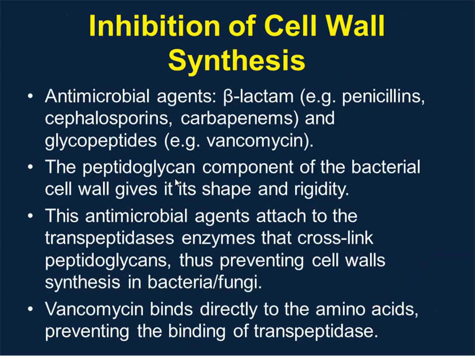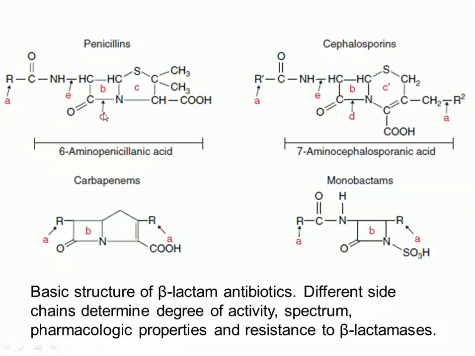Let's look at the first one. The first category of antibiotics acts by inhibiting cell wall synthesis. Normally these belong to the beta-lactam group and also the glycopeptides. The beta-lactam group are those antibiotics having a beta-lactam ring, for example penicillin, cephalosporin, and also carbapenem. The picture here shows the beta-lactam ring.